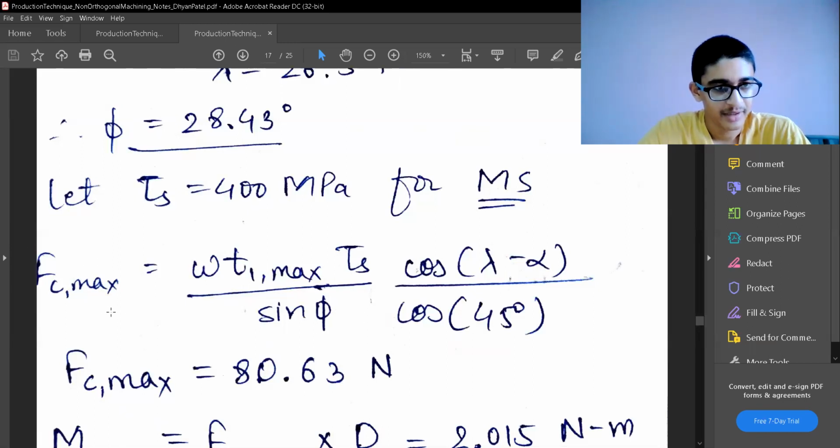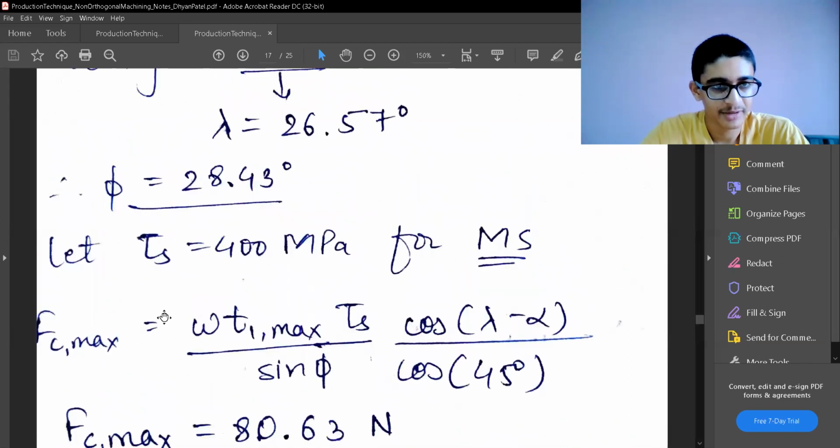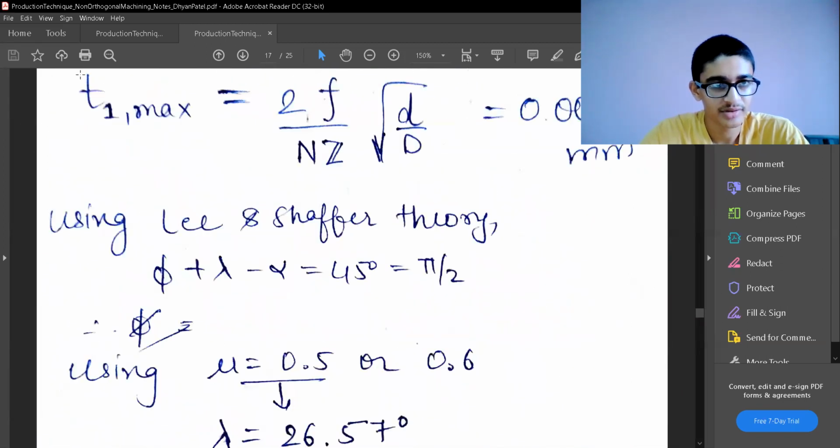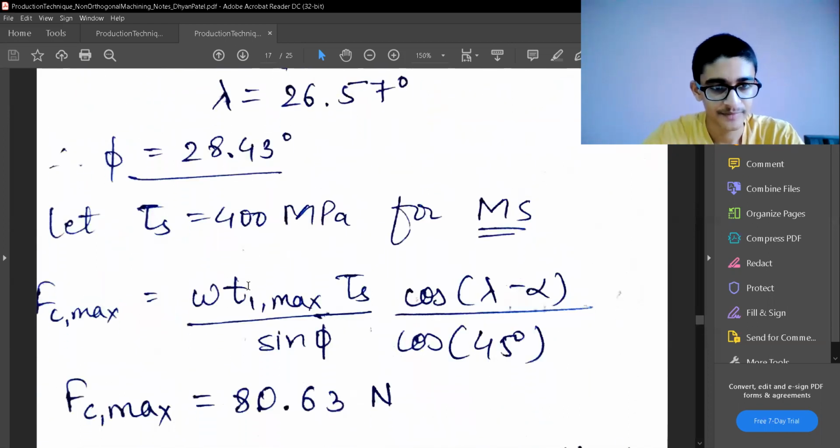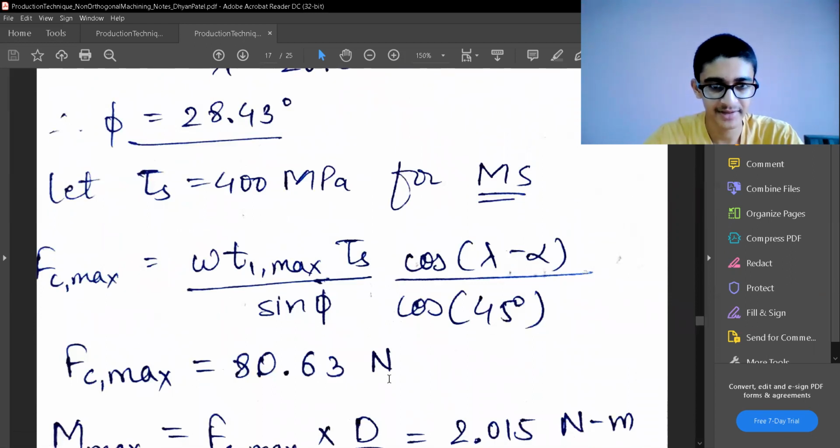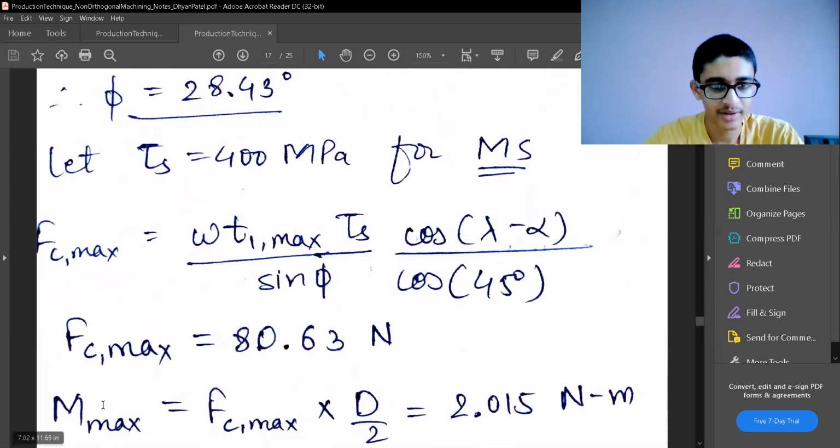So we can find the value of FC max. We are writing it as FC max because we are going to use T1 max, and T1 max will be the uncut chip thickness at the end of the stroke or the starting of the stroke, as per up milling or down milling. So we are getting FC max as this, and from there the maximum moment will be FC max into d by 2, which will be 2.015 Newton meter.